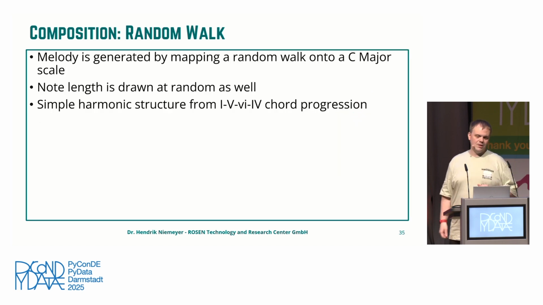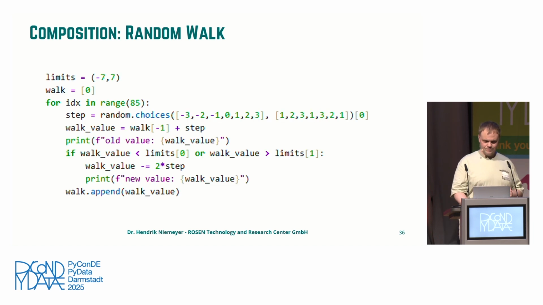Now the question is, how can we turn that into music? For example, we can say the output of a random walk, we map that onto the 7 notes of a C major scale to create a melody. Then we have a second random process. We draw the note lengths randomly as well. And maybe since we then have only a melody line, we write a simple accompaniment deterministically, which could be like a 1-5-6-4 chord progression.